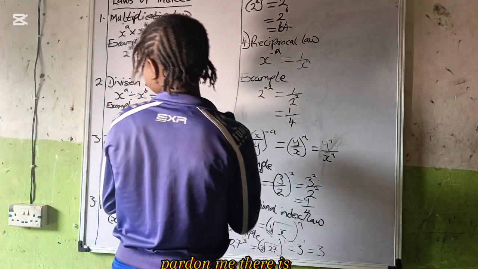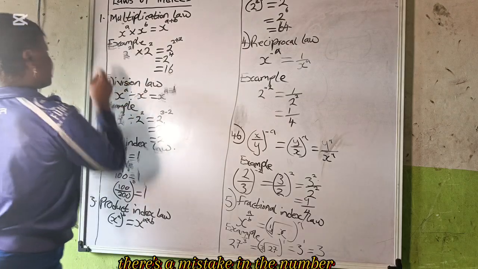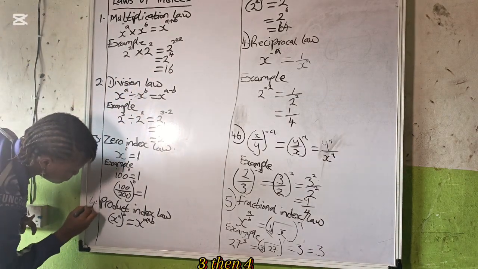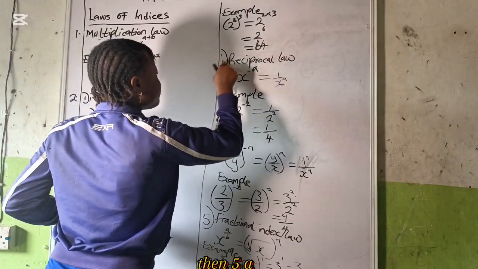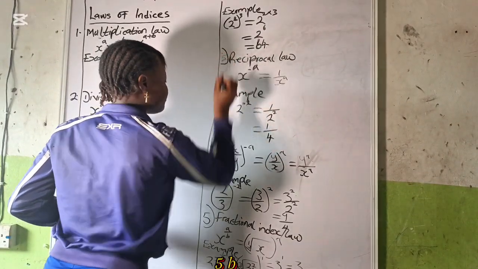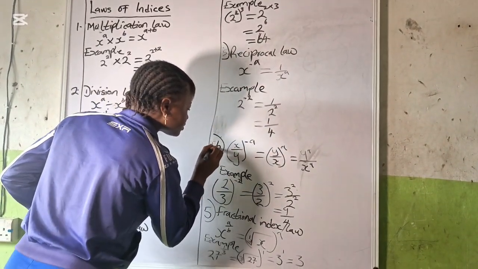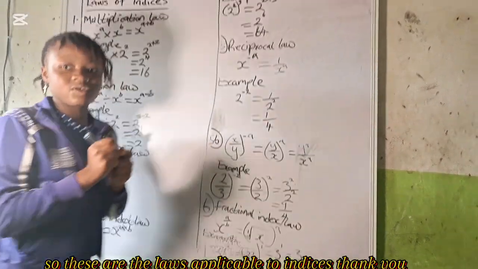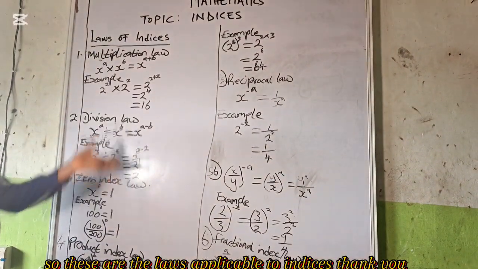Pardon me, there's a mistake in the numbering. I have 1, 2, 3, then 4, then 5A, 5B, and C. So these are the laws applicable to indices.